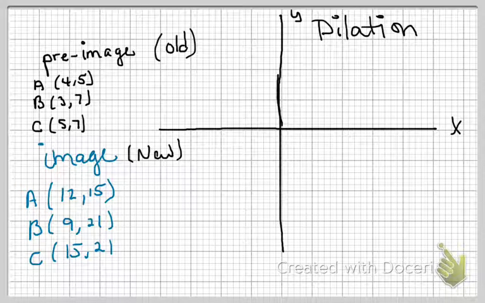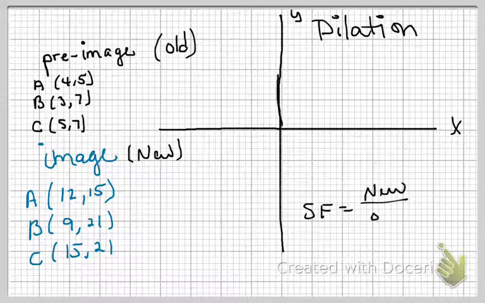So when I look at the original, which is a pre-image, and I see A is 4 and 5, then I look at A from the image, the new, it's 12 and 15, so it got bigger. So that means that scale factor is going to be greater than 1. Now we can figure out the scale factor very easily. The scale factor is the new image over the old image, or the pre-image. And so we can just pick one of the points. I'm going to pick just the x value for A. And so that's 12 over 4, which is 3. So my scale factor is 3.